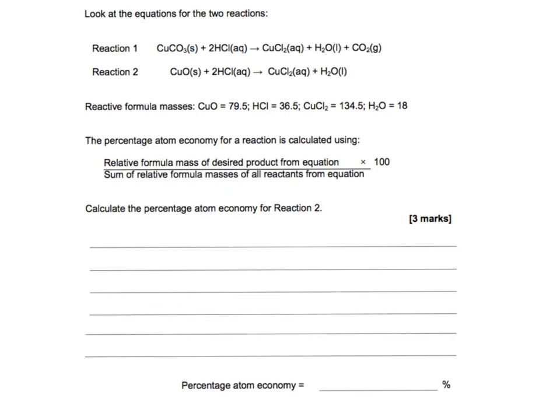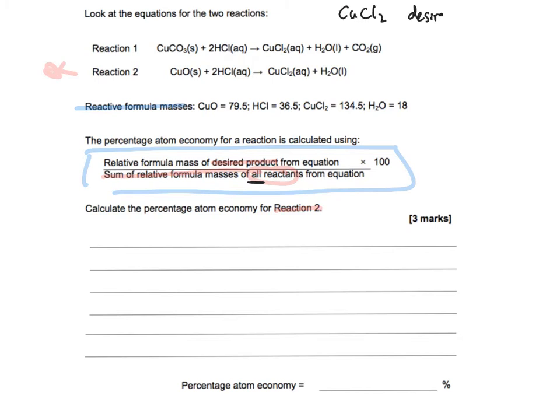So here's another example. This example is slightly harder. Pause it now, have a go, and then we'll run through the answer. So first thing to pick out, it's told me my formula masses. It's given me my equation again. It's talking about desired product, and it's sum of all the reactants. The reason I'm making this really clear is because this question is a little different, and it's saying for reaction 2, so we're only looking at this reaction. Earlier on in the question, it actually told you that copper chloride is the desired product.